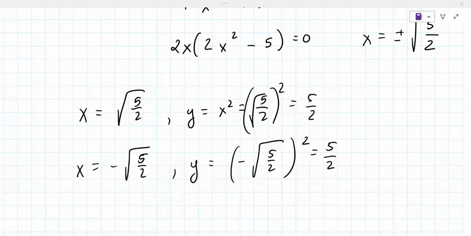Like I said, I would just graph it. I would do the distance formula, or you can maybe even graph them and get a pretty good estimate.